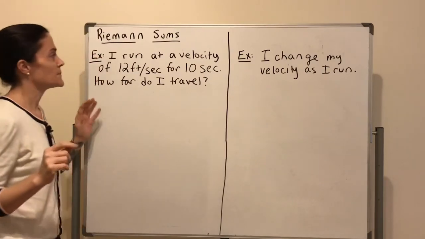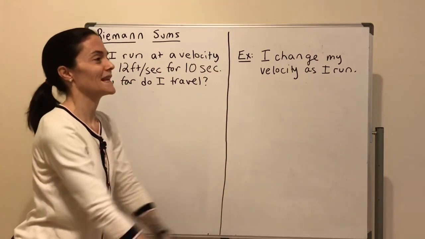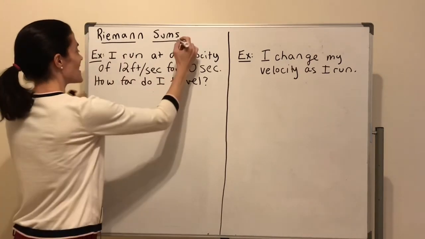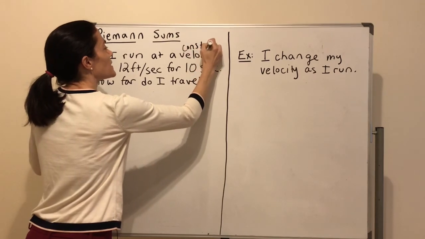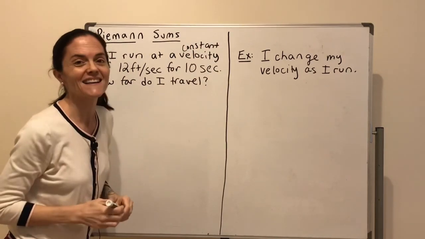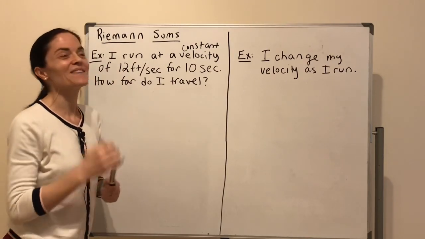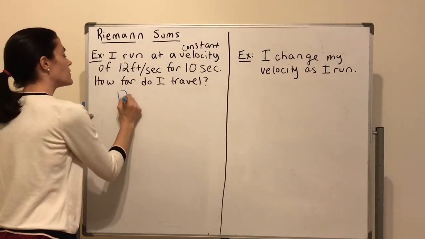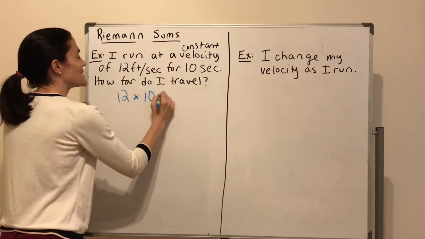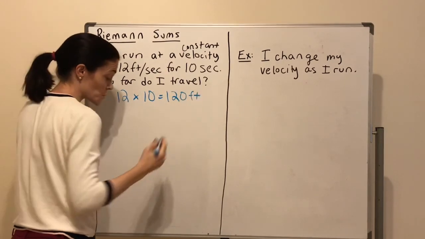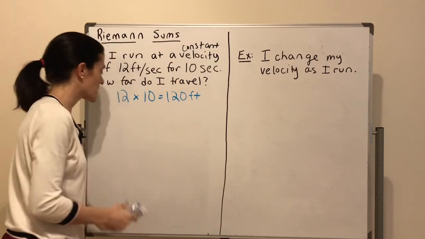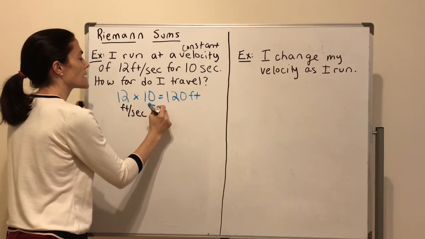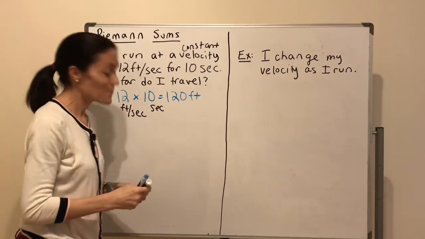So here, let's suppose I run, I'm just going straight, like this, and I run at a constant velocity of 12 feet per second for 10 seconds. How far do I travel? Well, you might have already answered the question before I wrote anything down. We travel 12 feet per second for 10 seconds. The answer is 120 feet. And if you want to check units, this is feet per second, this is seconds, and then we get feet when we multiply.